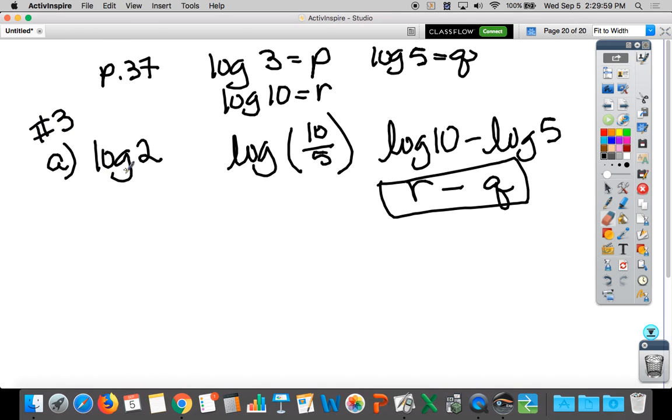So I'm going to give you a few minutes, and I want you to try B through G. It's going to take you a little while. The first ones will be a little bit more straightforward, but of course as you get towards the end, they get a little bit more difficult.